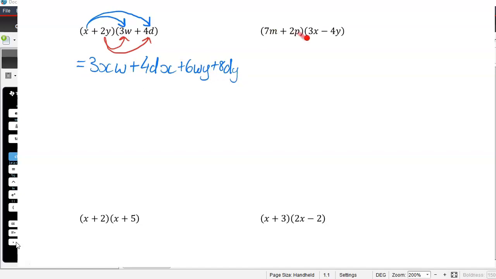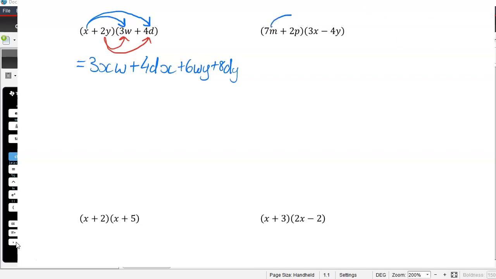So let's look at this next one. Again, I have to times each of the terms in that first bracket by each of the terms in the second bracket. So you could think of this as you've got to go 7m times by 3x minus 4y, and then do 2p times by 3x minus 4y, and work it all out that way, what we were doing before. Let's just do that all in one shot.